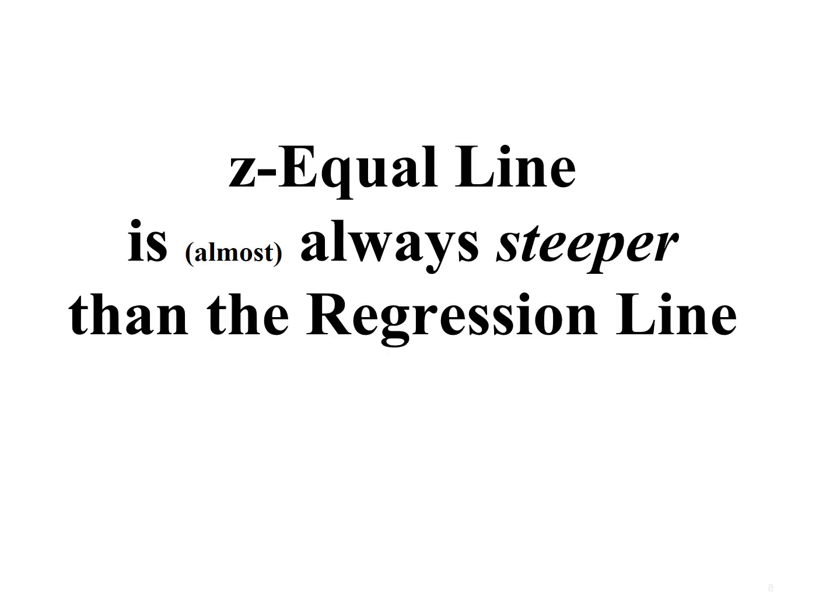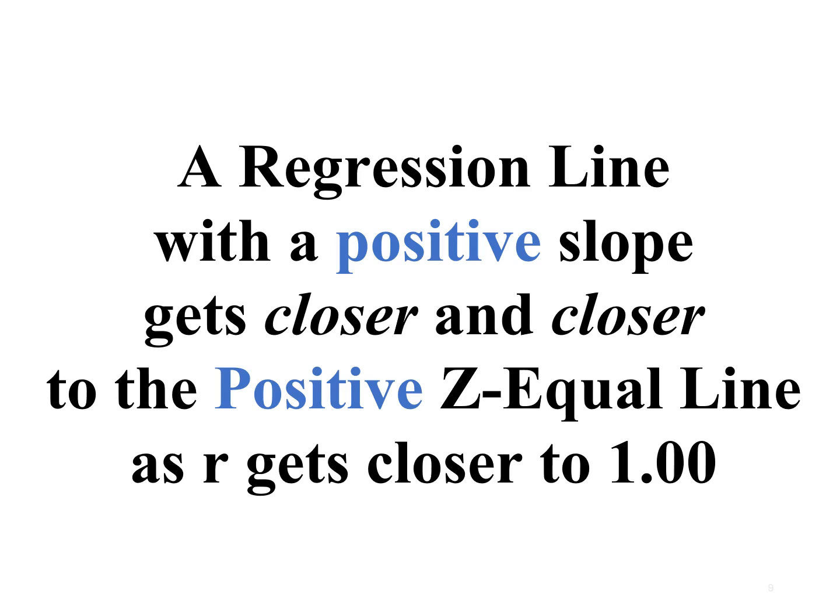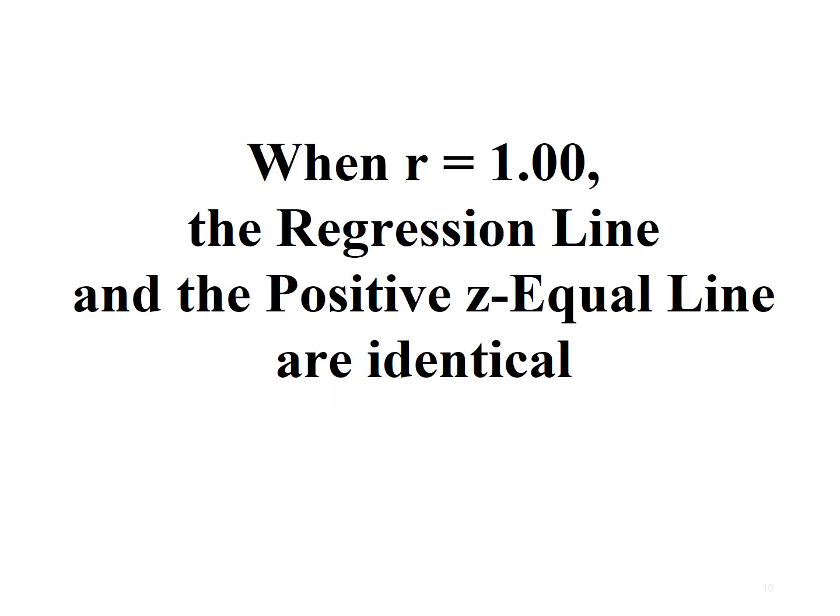We also mentioned that the C-equal line is almost always steeper than the regression line. We also mentioned that a regression line with a positive slope gets closer and closer to the positive C-equal line as R gets closer to 1. So when R is equal to 1, the regression line and the positive C-equal line are going to have the same slope. When R equals 1, the regression line and the positive C-equal line are identical.